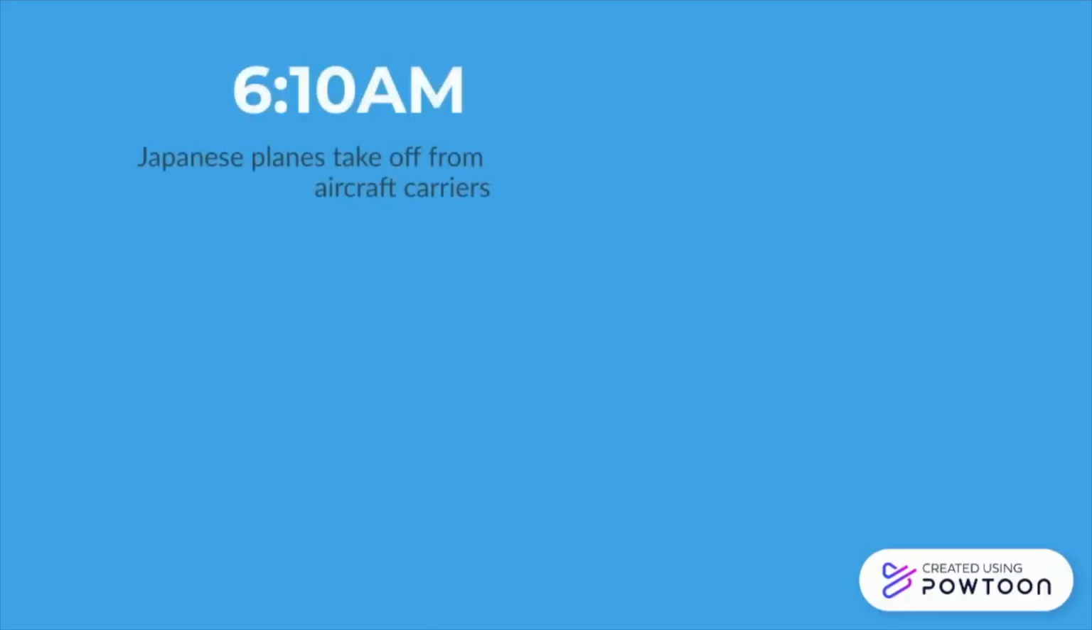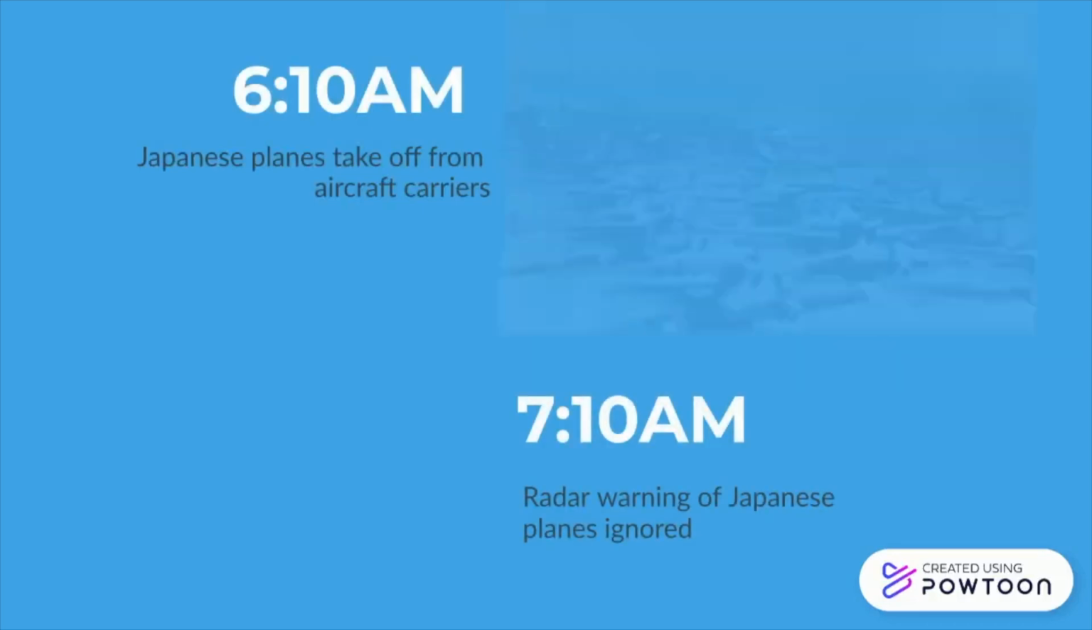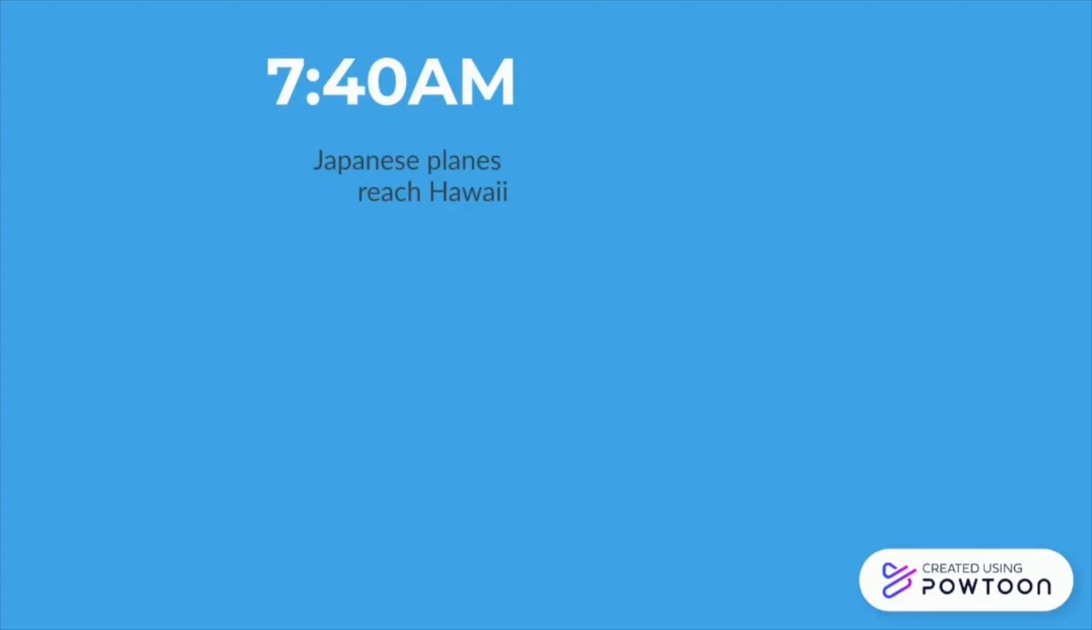6:10 a.m. Japanese planes take off from aircraft carriers. 7:10 radar warning of Japanese planes ignored. 7:40 a.m. Japanese planes reach Hawaii. 7:55 the attack begins.